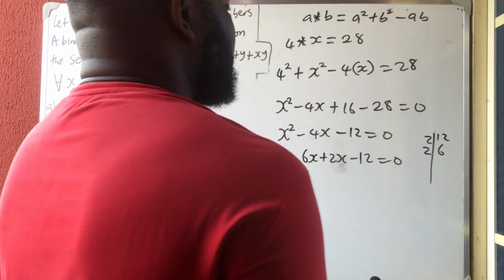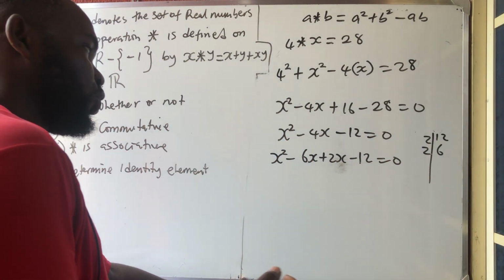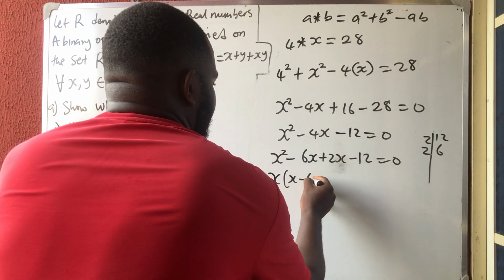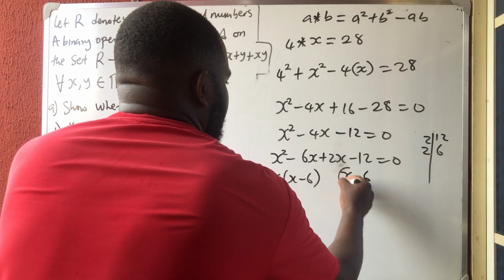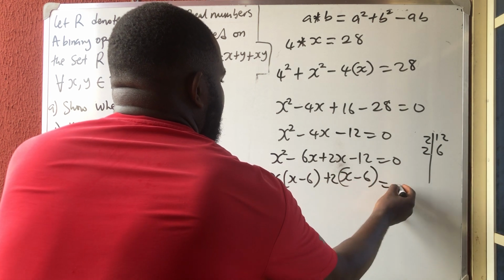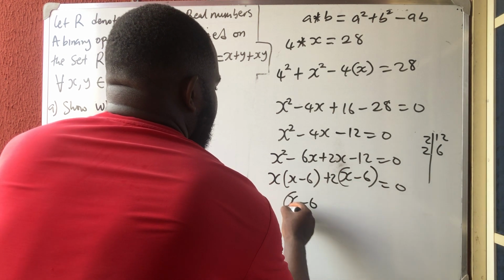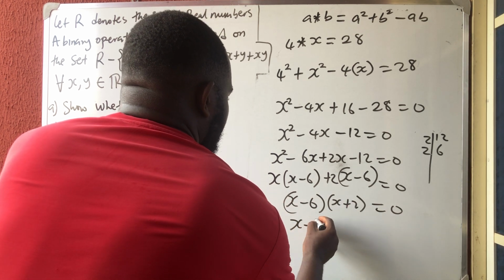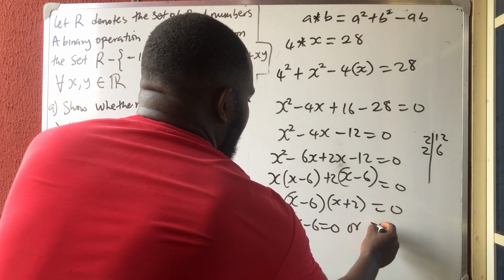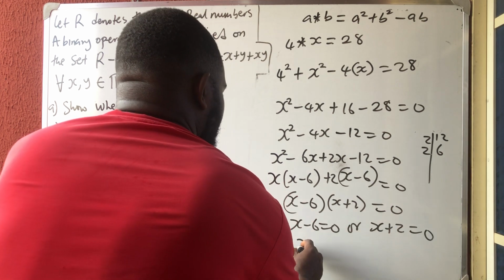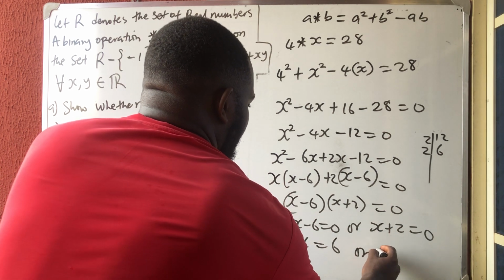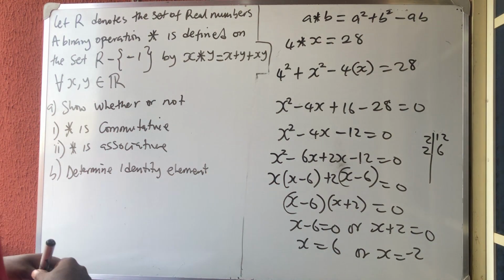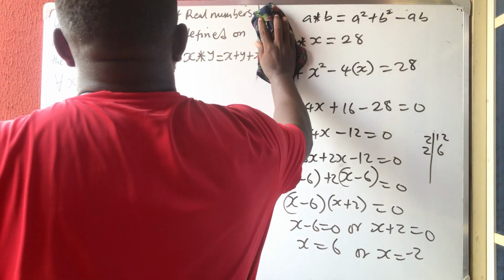If you don't understand this, please go and watch my video on factorization of quadratic equation. You understand that. So I'm having x into x minus 6, then plus 2 is equal to 0. Therefore, x minus 6 and x plus 2 is equal to 0. So therefore, x minus 6 is 0, or x plus 2 is 0. So therefore, x is equal to 6, or x is equal to minus 2. So that is that. It's very, very simple.